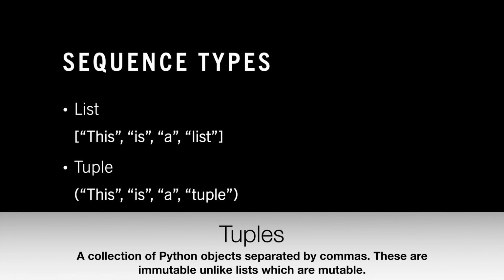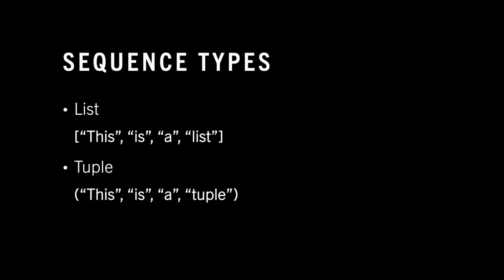Tuples are also used to store multiple items in a single variable. However, a tuple is ordered and unchangeable. In our example, each word in "this is a tuple" is an item of the tuple. The size and order of the tuple will not change, unlike a list. Tuples use parentheses, and values are separated by a comma.